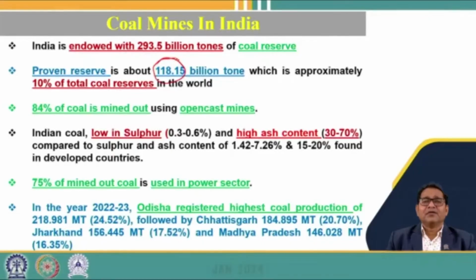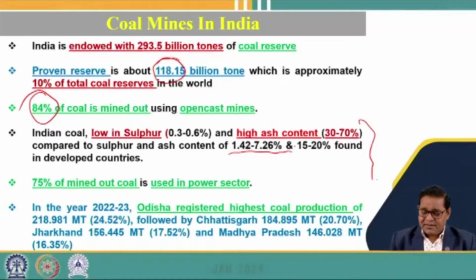If we compare the two types of mining methods, we find that around 84% of the coal is mined using open cast mines and about 15 to 16% by underground mines. In terms of quality, Indian coal contains a low amount of sulfur and high ash content. The ash content in our coal is very high, around 30 to 70%, compared to the imported coal.